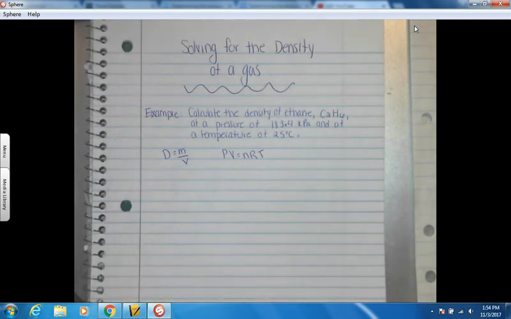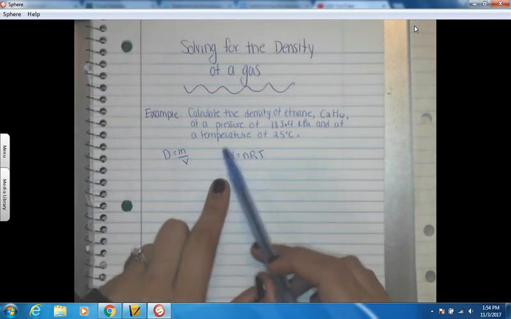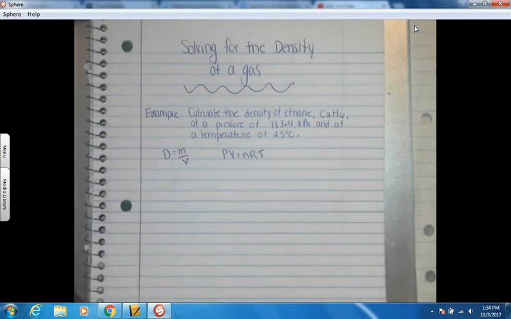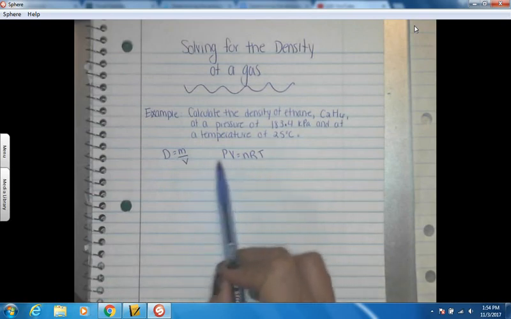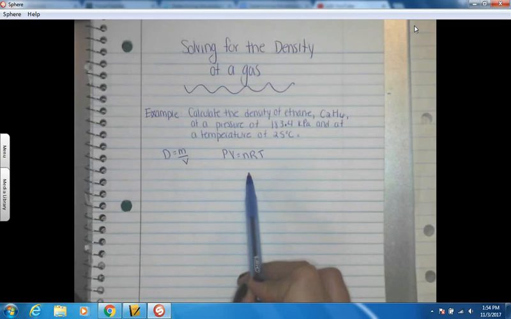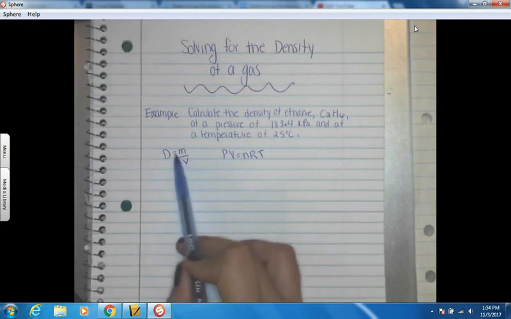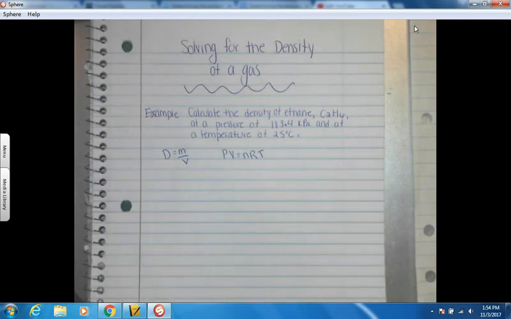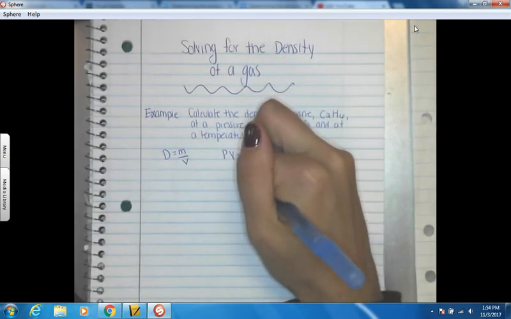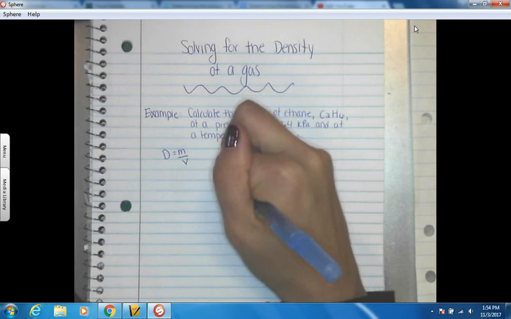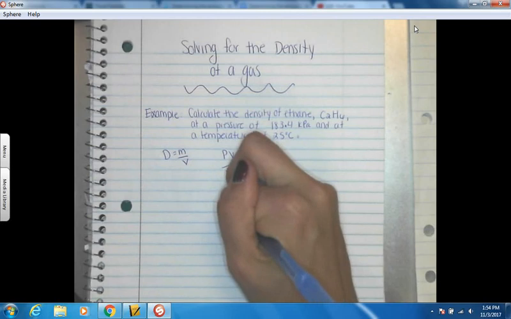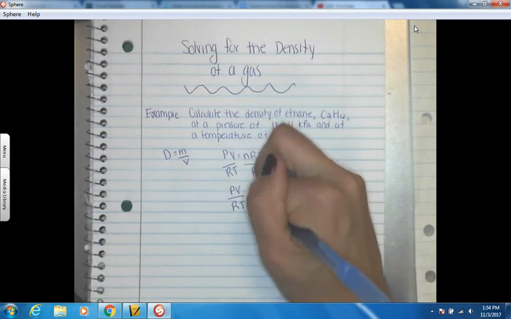What I want us to do is try to set up this ideal gas equation to be similar to our density equation. Volume and volume are the same, so we'll want volume on the bottom of the equation in the denominator, and moles is similar to mass, so we're going to want to get moles on the top. If we divide both sides by RT, that's going to leave moles on top. So we end up with PV over RT is equal to n.